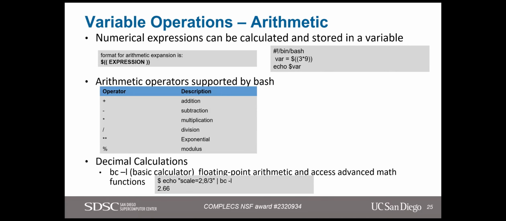So let's talk about the arithmetic operations first. The format for doing any arithmetic is $, 2 open parentheses, 2 close parentheses, and the expression in between. The operators supported by bash are addition, subtraction, multiplication, division, exponential, and modulus. One thing to note is that by default, they only work on integers. So if you want to do decimal calculations or floating point arithmetic, you need to use the basic calculator.